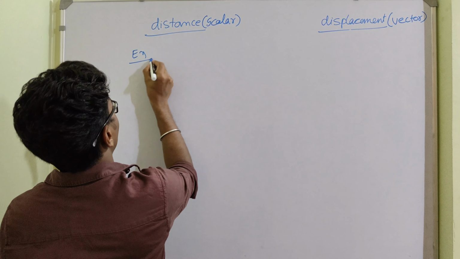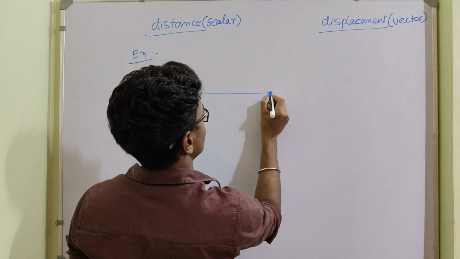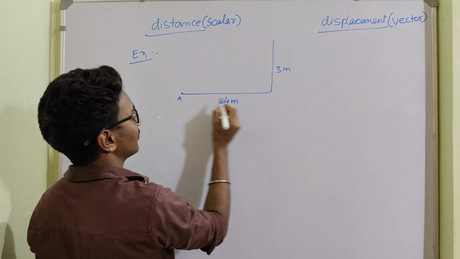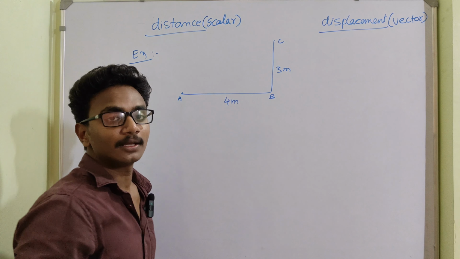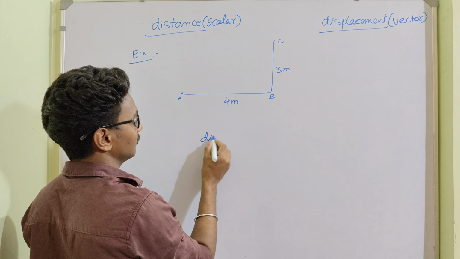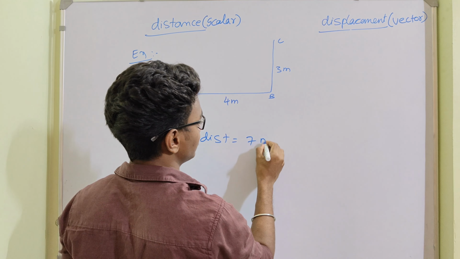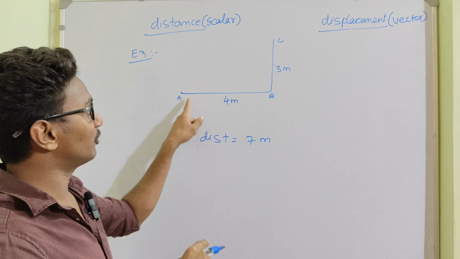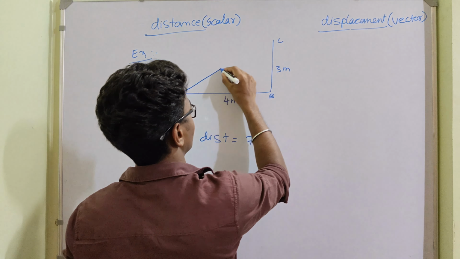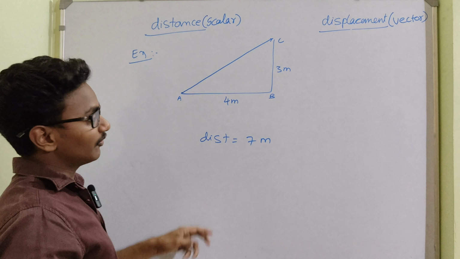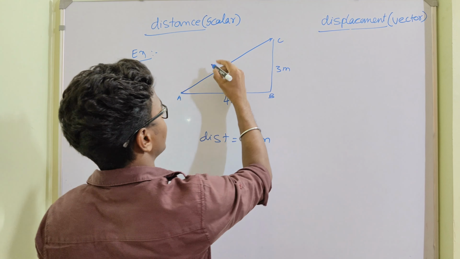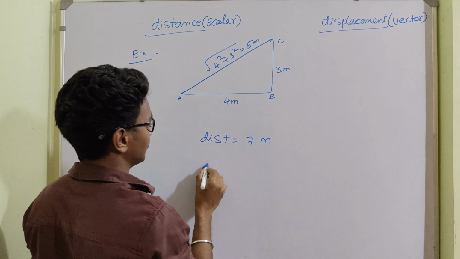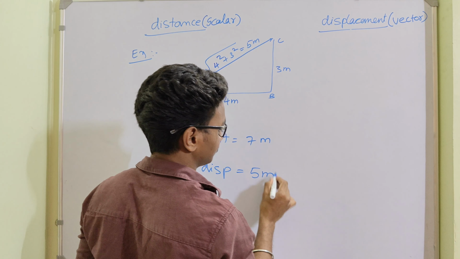Another example. Suppose this is 4 meters, this is 3 meters, track from A to B to C. Then the distance is 4 plus 3, 7 meters. What's the displacement here? Displacement is always a straight line between the initial point and the final point. That is the shortest distance. So from the right angle triangle, the length of this side is root over 4 square plus 3 square. That is 5 meters. Then the displacement is 5 meters.